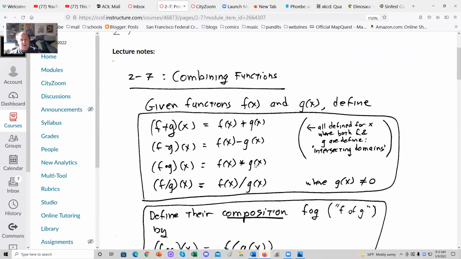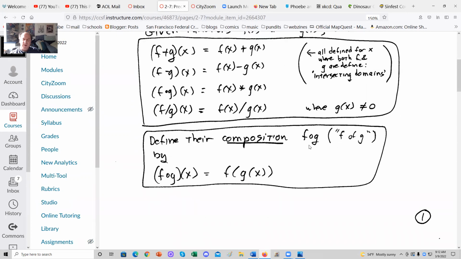Sum, plus, minus, times, and divided are defined term-wise, namely f plus g at x is f of x plus g of x. f minus g at x equals f of x minus g of x. f times g at x is f of x times g of x. And f over g at x is f of x divided by g of x. The last one is when g of x is not zero. And all of them are defined also only when f and g are both defined, so what we call intersecting domains. So intersecting domains here, and intersecting domains here plus g is not zero.